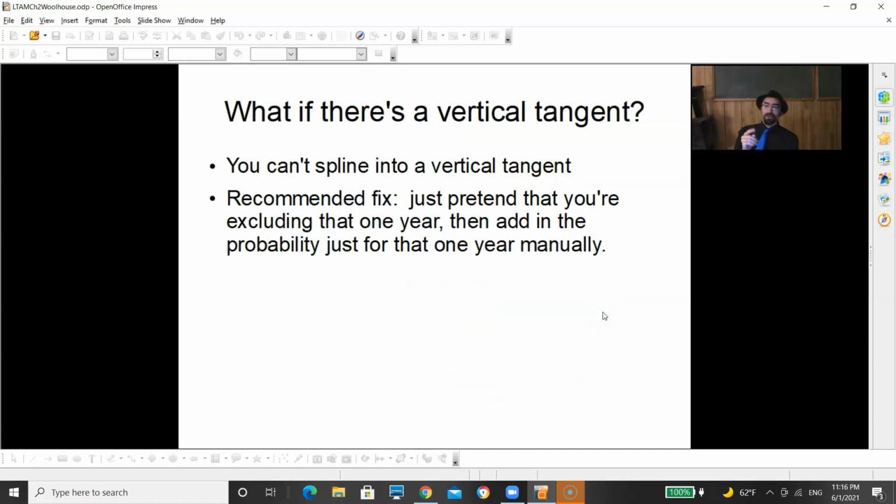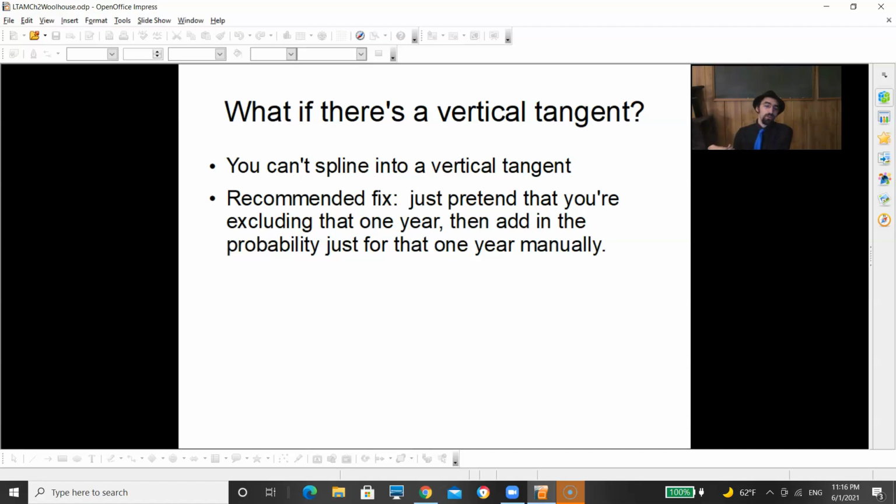One issue that you can run into, what if you have a vertical tangent? So before, when I said you can always uniquely determine a cubic function that will match the value and slope over an interval, I lied a little bit. If there's a vertical tangent, there's no cubic function that ever has a vertical tangent somewhere. So if right at the endpoint you have a vertical tangent, you can't fit a cubic to that.